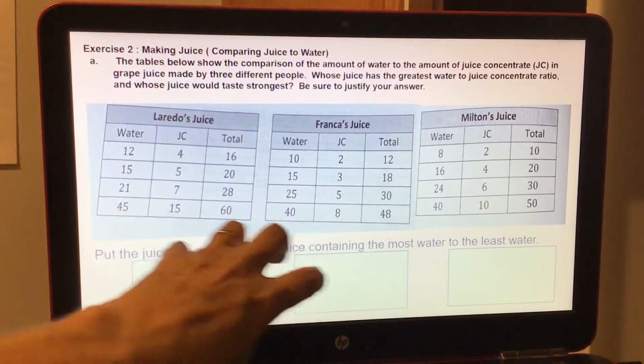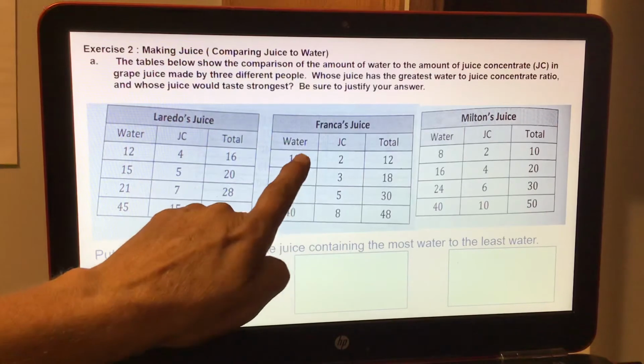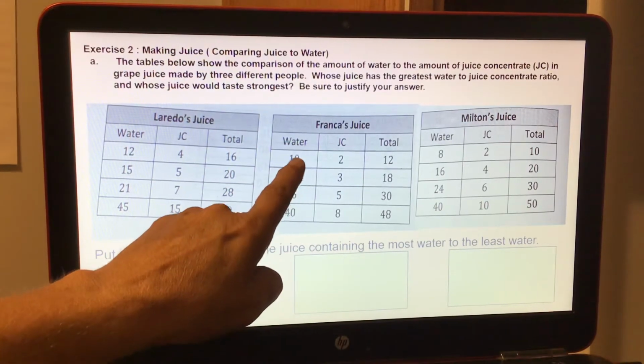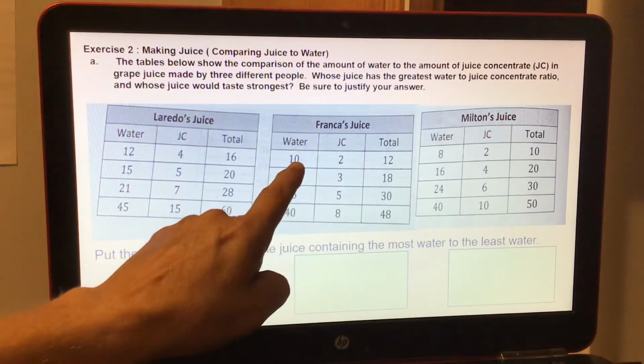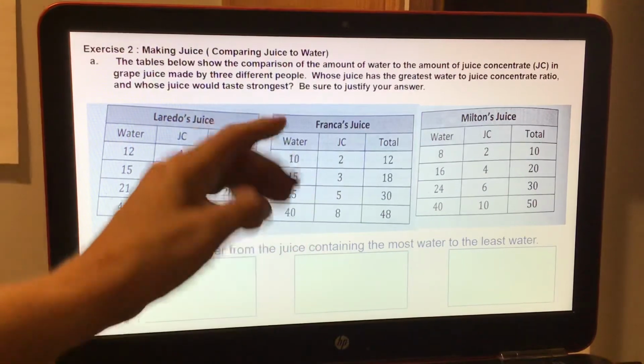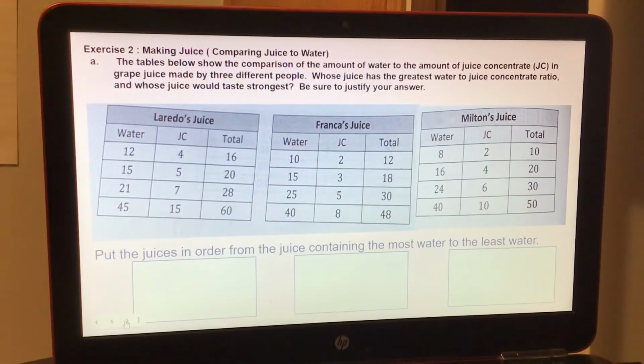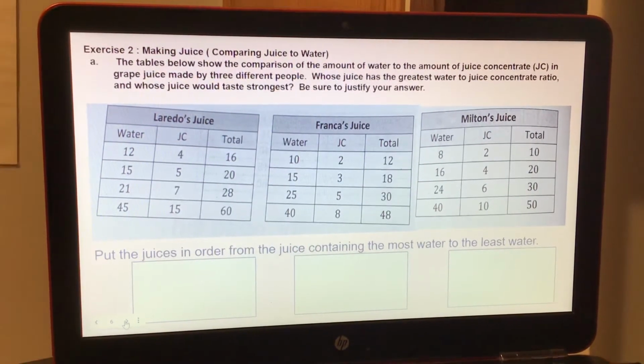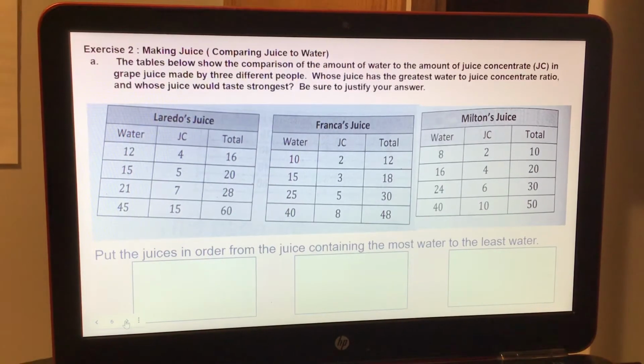So we're not putting anything anywhere yet. Okay, so the next one, water's 10, juice is 2. Make 10 to 2 into a fraction, 10 over 2. Now I can reduce it. I know both those numbers are even.